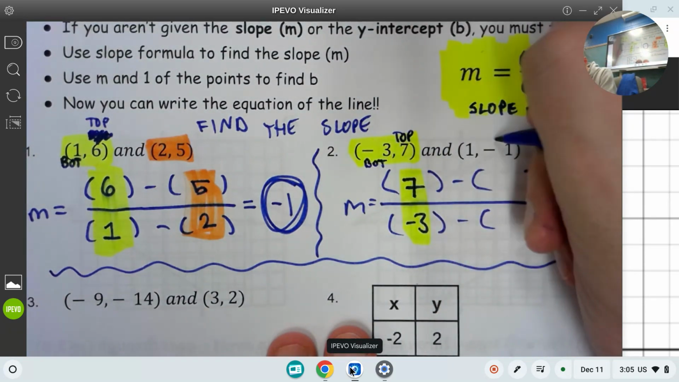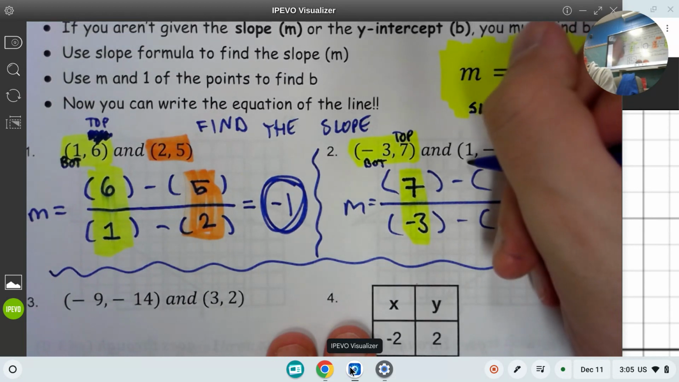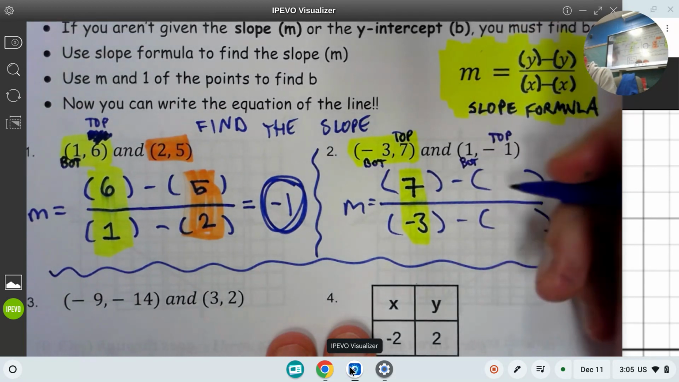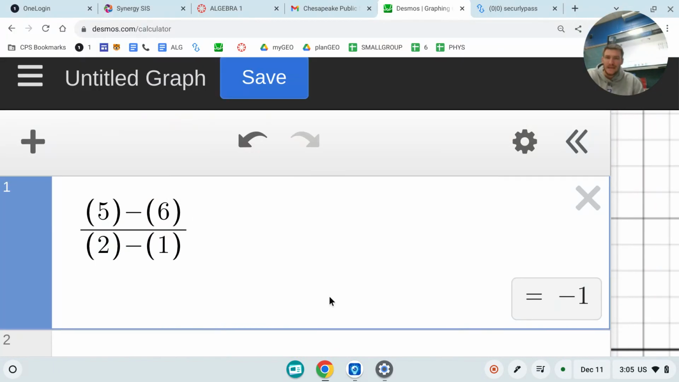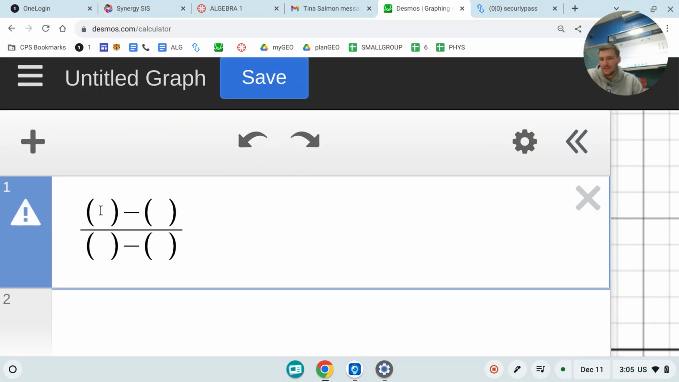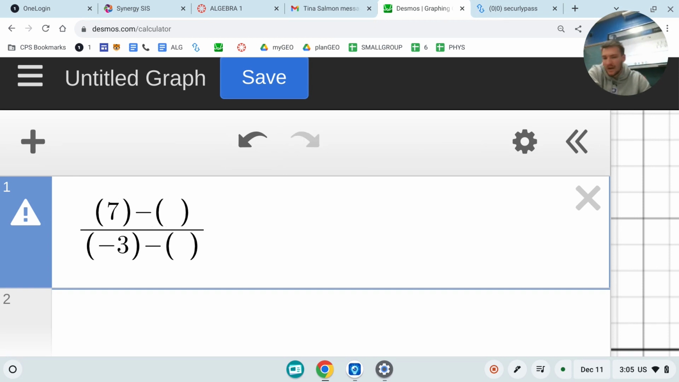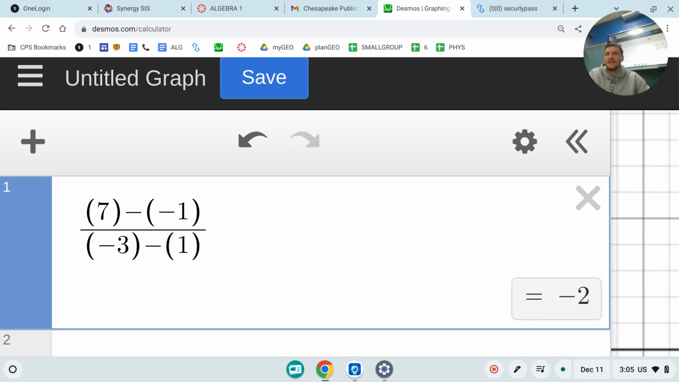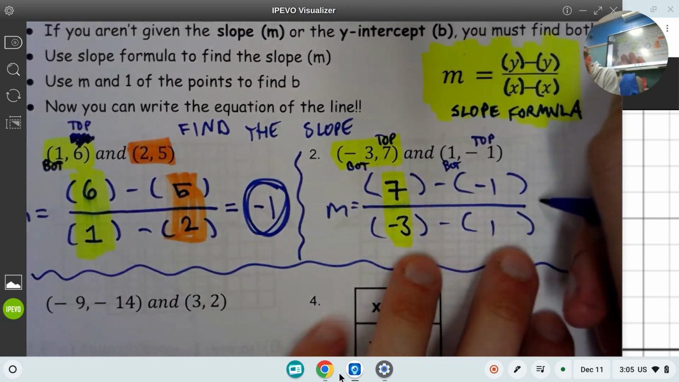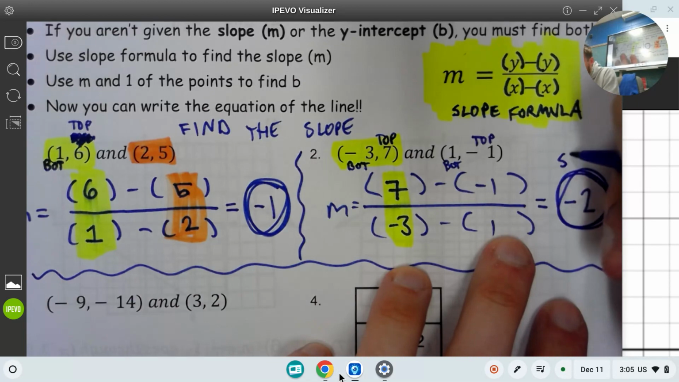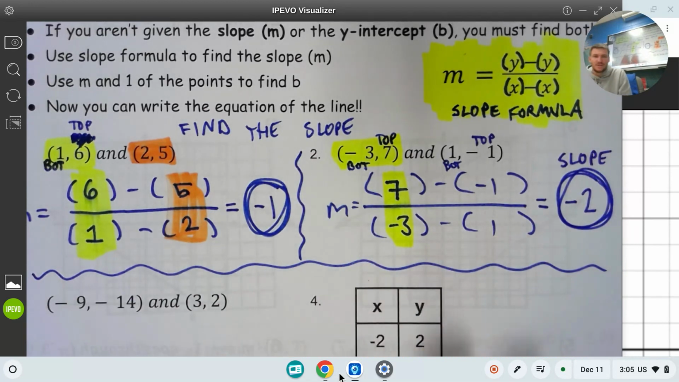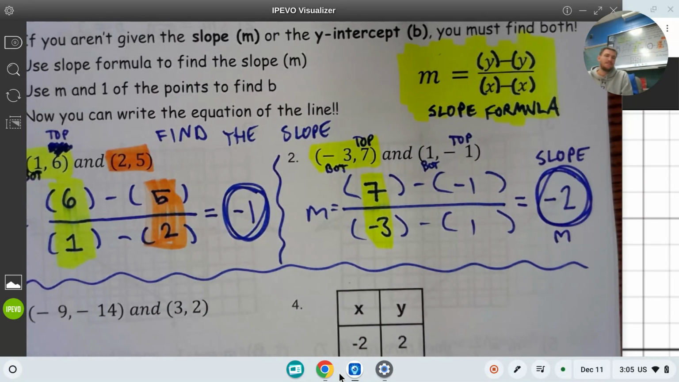All right, same thing over here. The second number is the top one. The first one is the bottom one. So that should be -1 on top of 1. Go to Desmos, hit the undo button, then go here, 7 over -3, top right, -1 over 1, and I'm looking at -2. What is that -2? It is the M. It is the slope. Make sure that you know what that -2 is. That's our slope. That is our M.